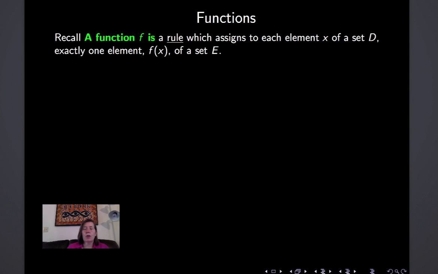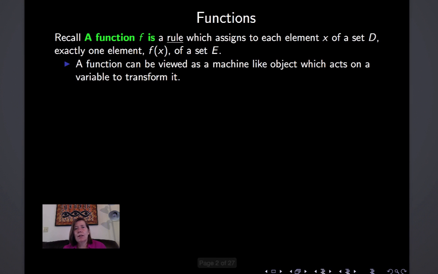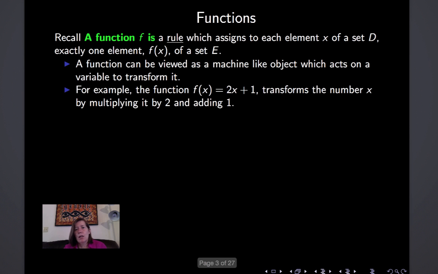Let's start by recalling what a function is. A function is a rule which assigns to every element x of a set D exactly one element of a set E. It can be viewed as a machine-like object which acts on a variable to transform it. Here's an example: the function f of x equals 2x plus 1. It changes the variable x, or the number x, by multiplying it by 2 and adding 1.